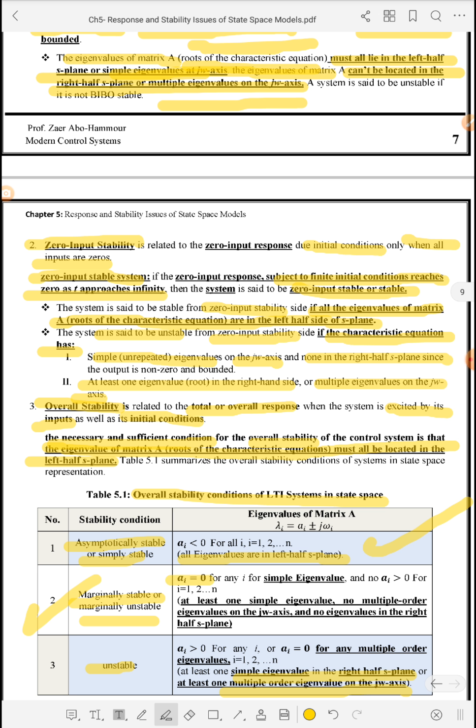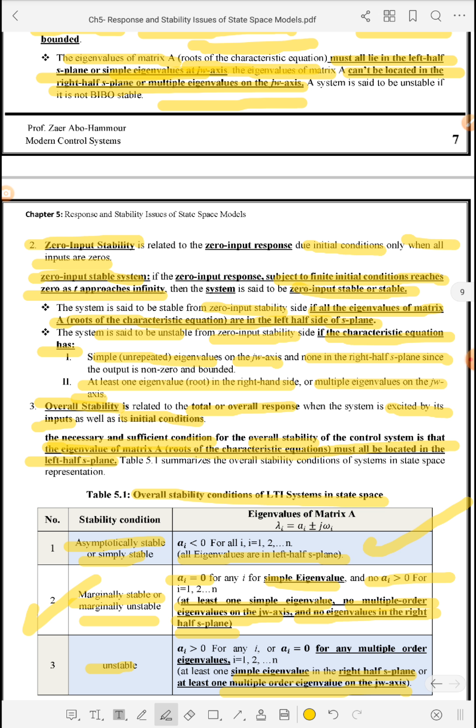covers when we have simple eigenvalues on the j omega axis without any roots or eigenvalues on the right hand side or multiple roots on the j omega axis. So here, at least a simple eigenvalue, no multiple order roots on the j omega axis, and none of the roots in the right hand side, then the system will be marginally stable.